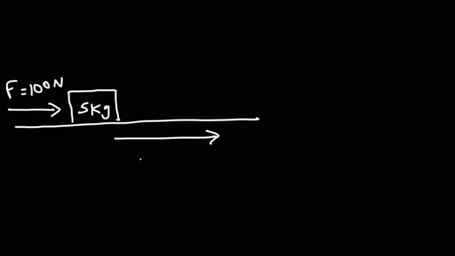Let's say we have a block at rest, and it's sitting across a frictionless surface, and we apply a force of 100 newtons. And let's say this block has a mass of 5 kilograms. And we're going to move this block for a distance of, let's say, 20 meters. Will the mechanical energy of the block increase, decrease, or will it remain the same?